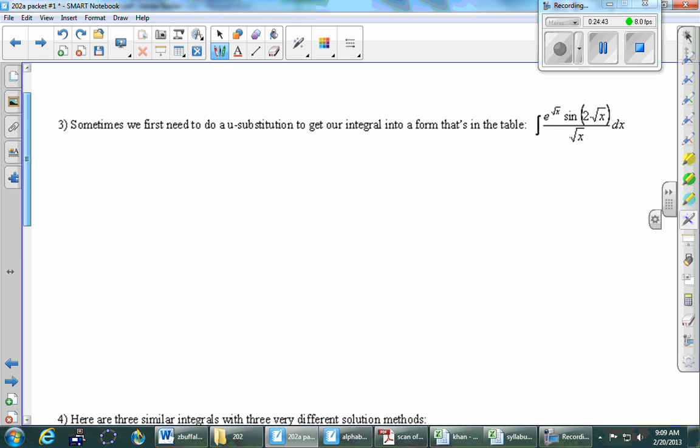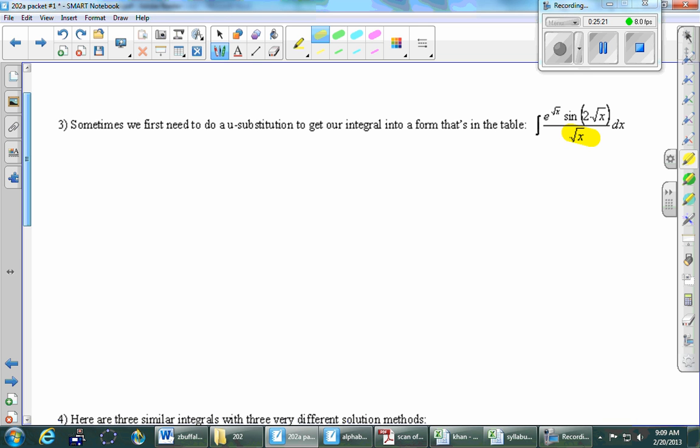e to the square root of x sine of 2 square root of x divided by square root of x. Now, I see e's times sines, and then I see this division by square root of x. So let's look at that division part first. Is there a division by square root of x sitting there in any of the formulas? Doesn't look like it, right? I mean, there's some square roots in the bottom, but they have other terms in them. It's not just a square root of x in the bottom. So it feels to me like that square root of x is probably going to become absorbed. It's probably part of the du for some choice of u.